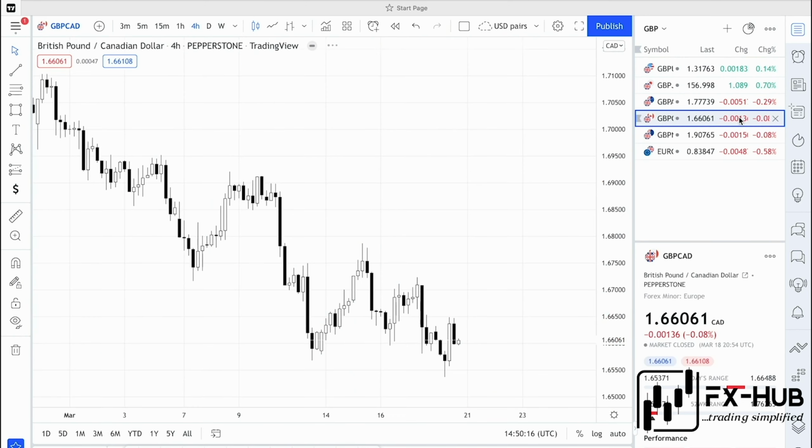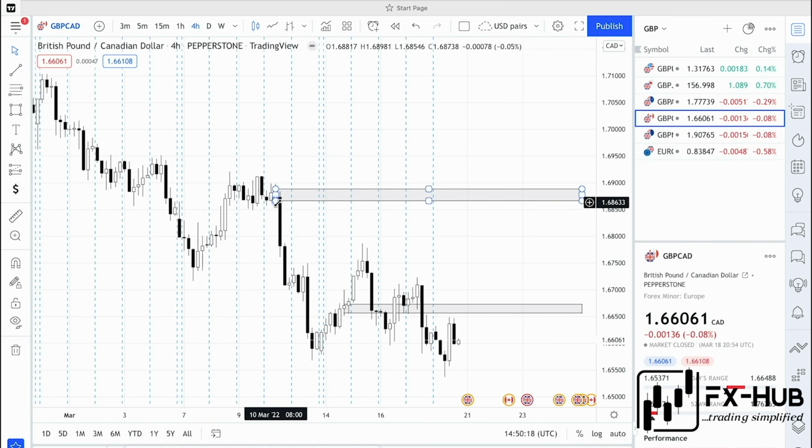Now, if you jump to GBP CAD, for example, and I place my cursor here, it means as of 10th of March 2022, for me to get 1 GBP, which is the base currency, I need to have 1.68334 Canadian dollars. I hope this is getting clear.